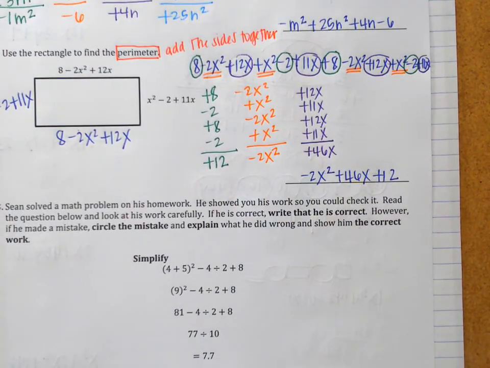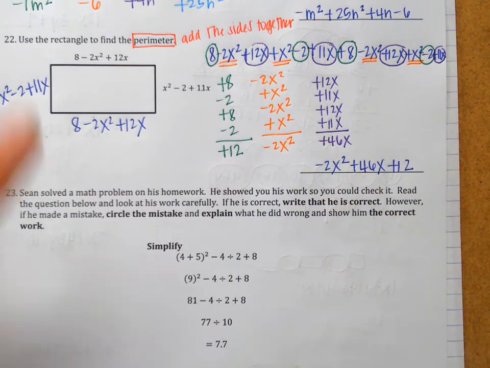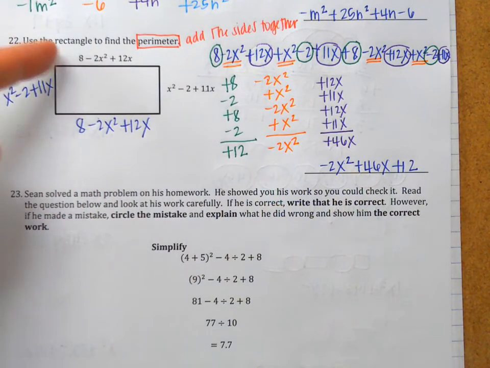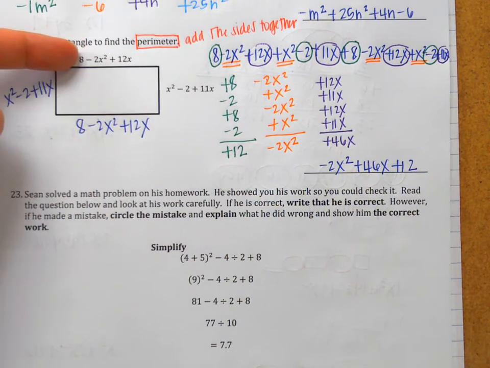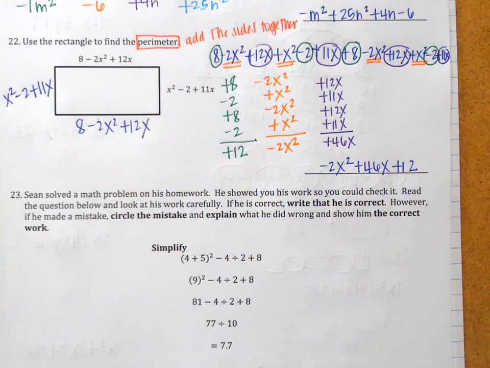If it said area, you'd be multiplying, which we don't know how to do. But remember, perimeter is always just adding your side lengths together. You could have done that, like I said, multiple different ways. You could have just done it in your head. You could have multiplied this by 2, multiplied this by 2, and then added them. There's not just one way to do that.